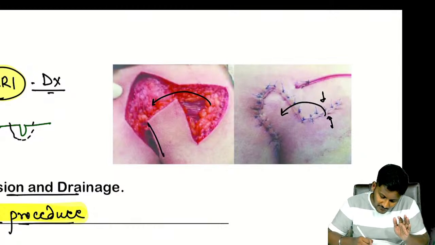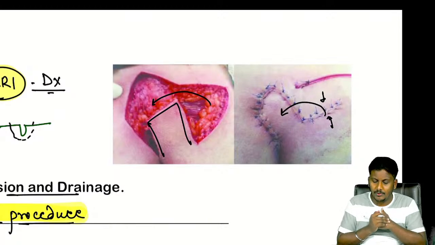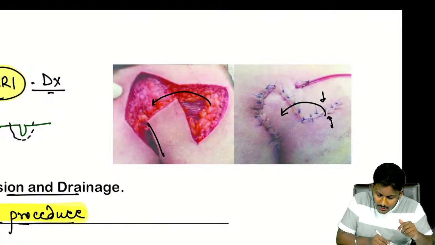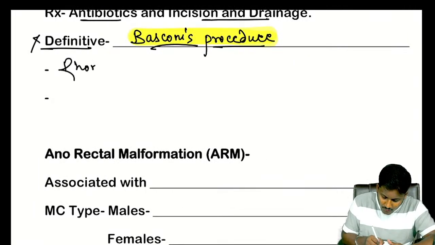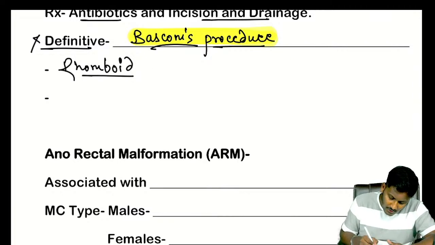Now this flap that we have created, beta, which kind of flap is it? The shape of this flap is rhomboid. So this is classically called a rhomboid flap, beta. I've told you nine flaps. This is classically known as the rhomboid flap, also known as the Limberg flap. This is what is called the rhomboid or the Limberg flap.